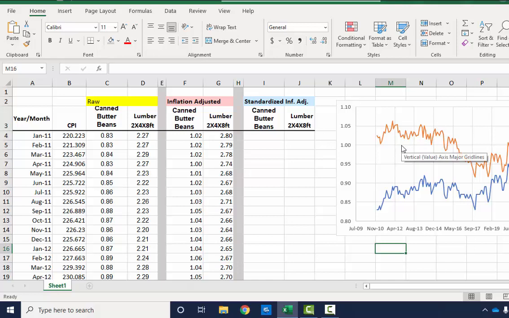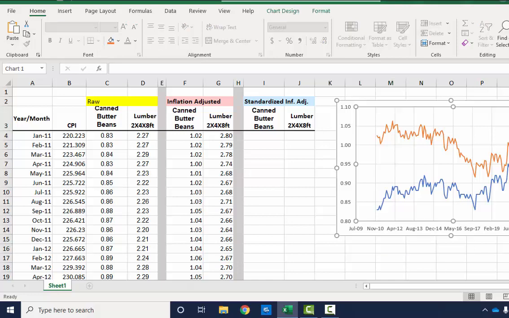I hope you can see that when you adjust for general inflation in the economy, the price of butter beans has been falling. Another way of saying that is, sure, the price of butter beans has gone up a little bit, but it's going up slower than the inflation rate. So once you net out the general inflation rate, the real price of butter beans has been falling for about 10 years. Okay, you could do the very same thing with lumber. Now I'm going to delete this because I need the space.